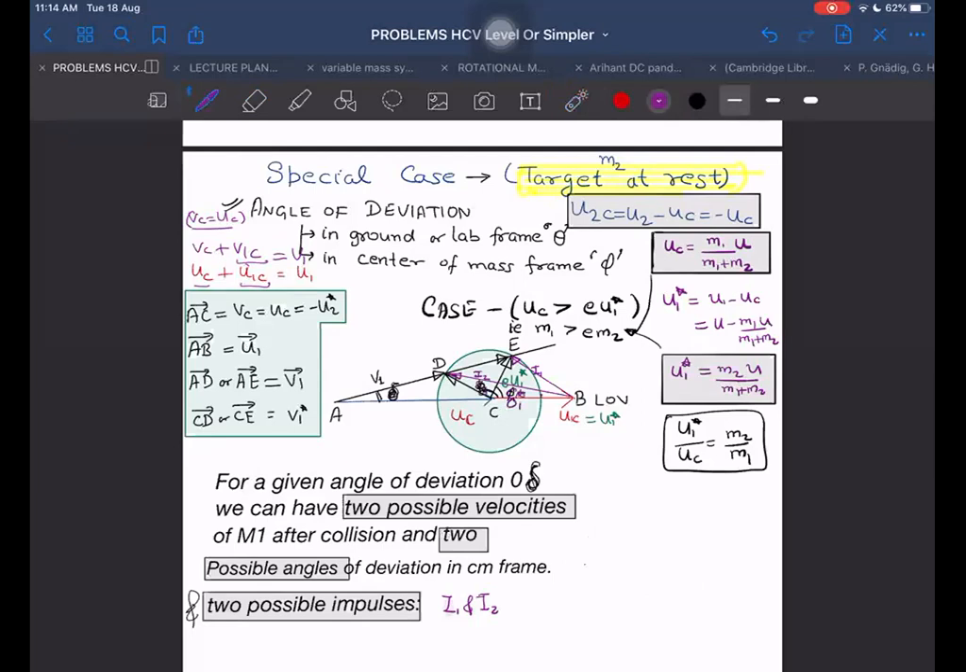Okay, delta 1 star and delta 2 star. Delta 1 star is the angle, delta 1 star, the deviation with respect to the center of mass: angle BCE. What is delta 2 star? Delta 2 star is angle BCD. These are the angles, the deviations in the frame of center of mass.